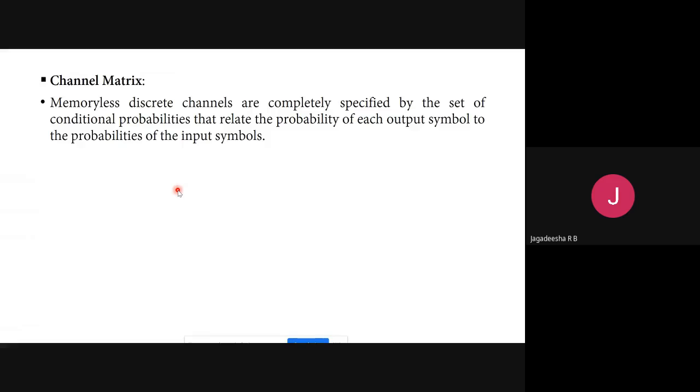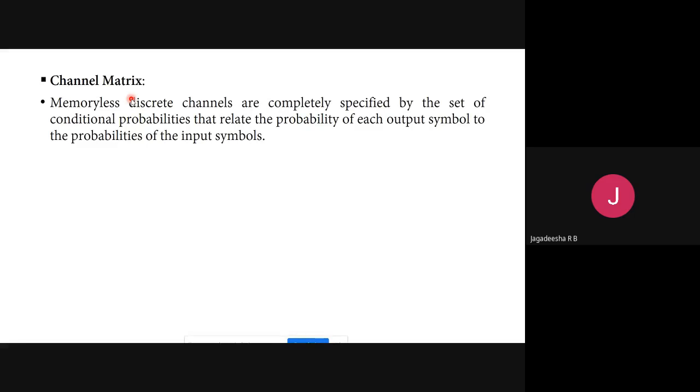So this example, right now, what I'm going to discuss is a generalized example. Please watch it carefully because we will be using the same idea in whichever problem you are going to solve today. So first one is regarding the channel matrix.